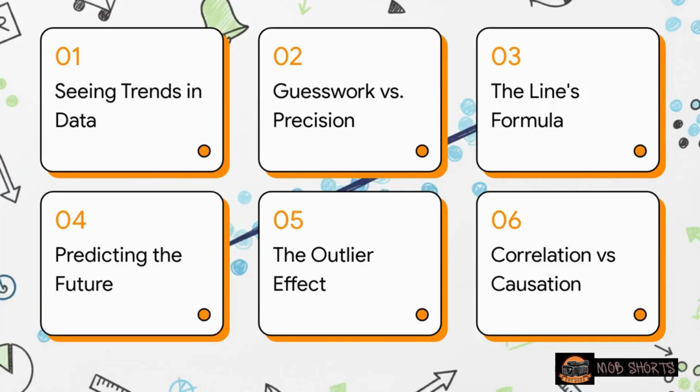Okay, so here's the game plan for today. First, we'll tackle the basic problem. How do you even see a pattern in a sea of data points? Then we'll level up from just guessing to using a really precise method. I'll show you the magic formula behind it all and how it lets us predict what might happen next. And we'll wrap up with two super important rules that every data analyst has to know: the effect of outliers and the golden rule of statistics.